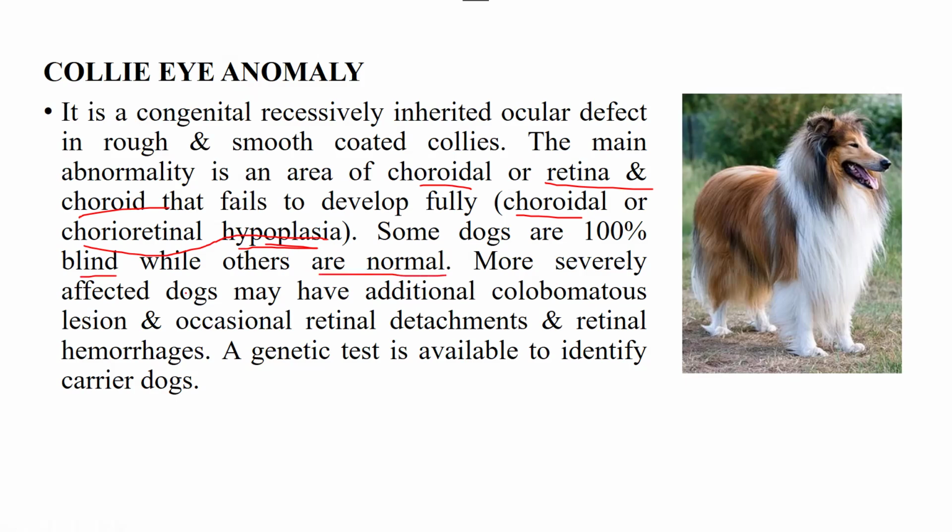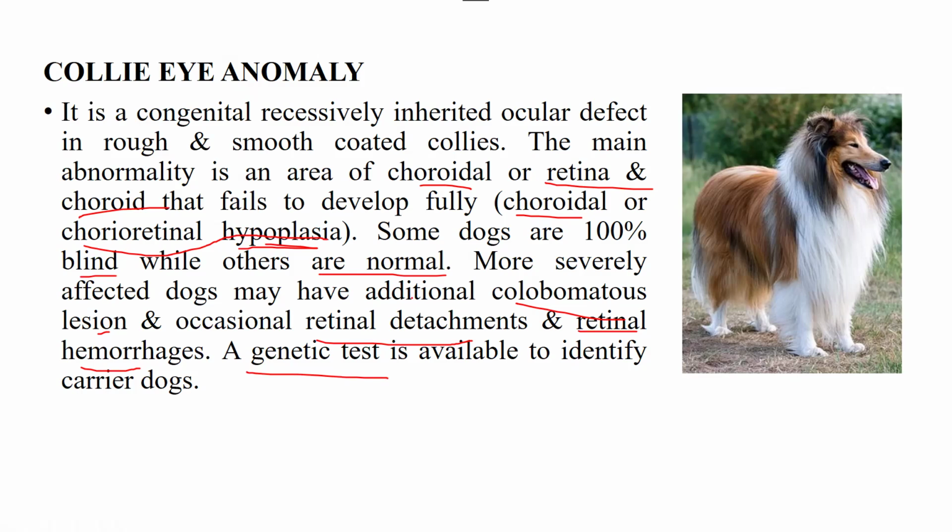Some dogs are 100% blind while others are normal. Most severely affected dogs may have additional issues like colobomatous lesions, occasional retinal detachments, and retinal hemorrhages. A genetic test is available to identify the carrier dog.